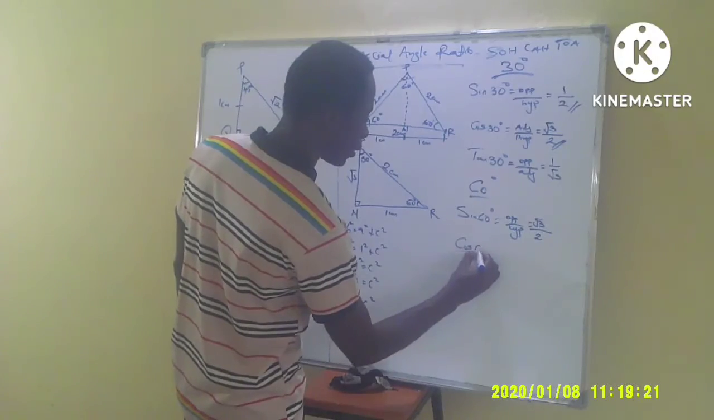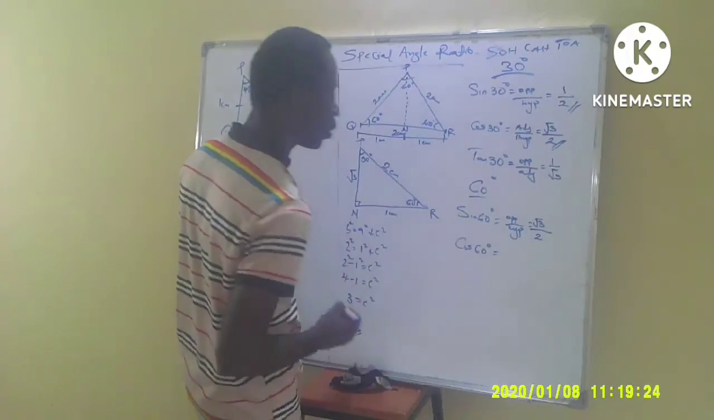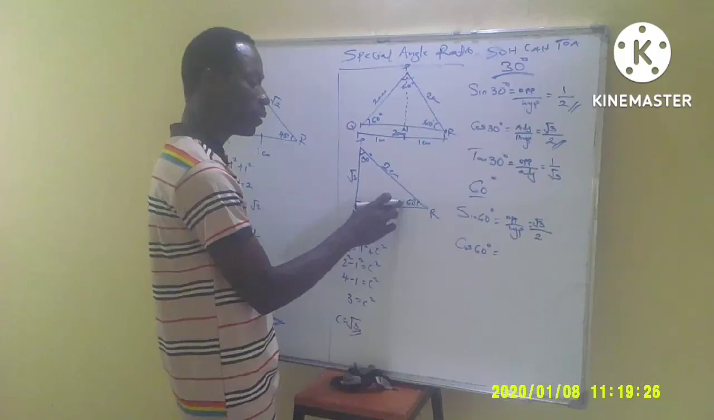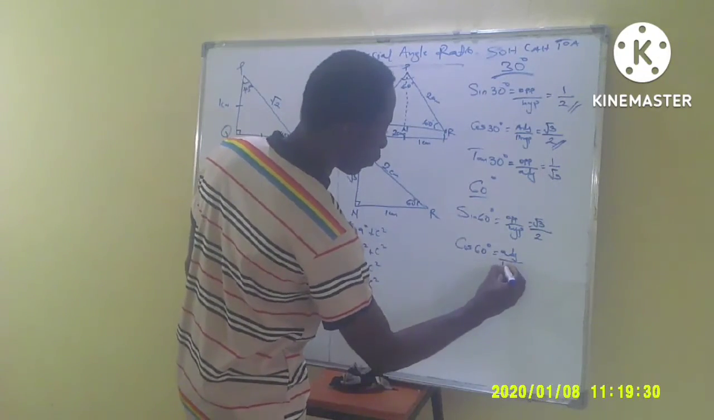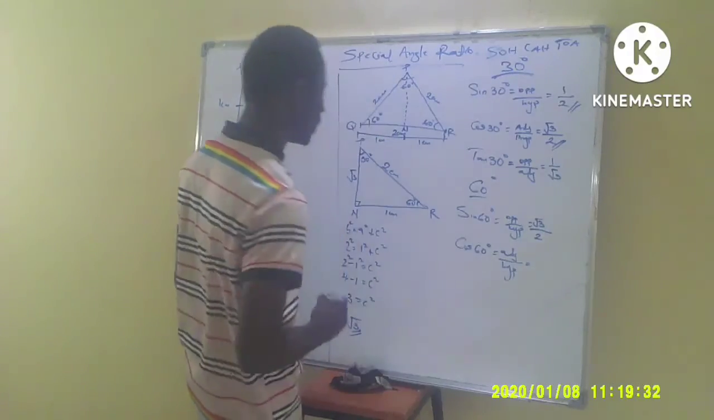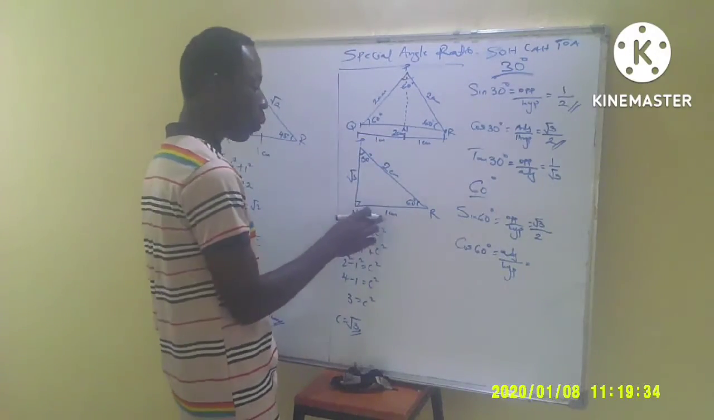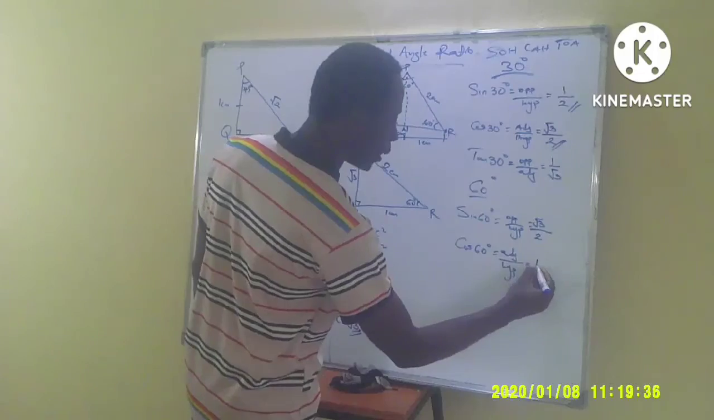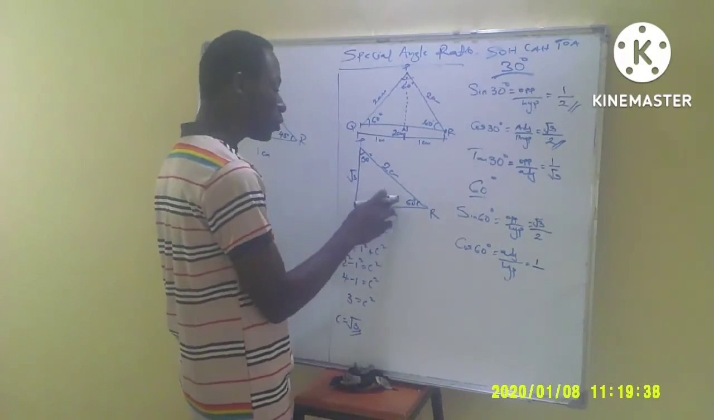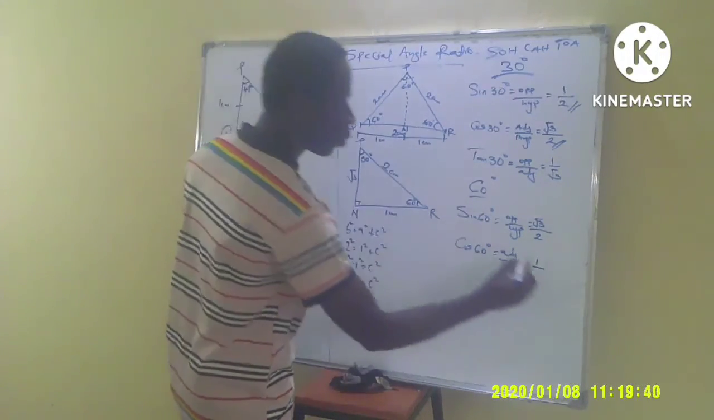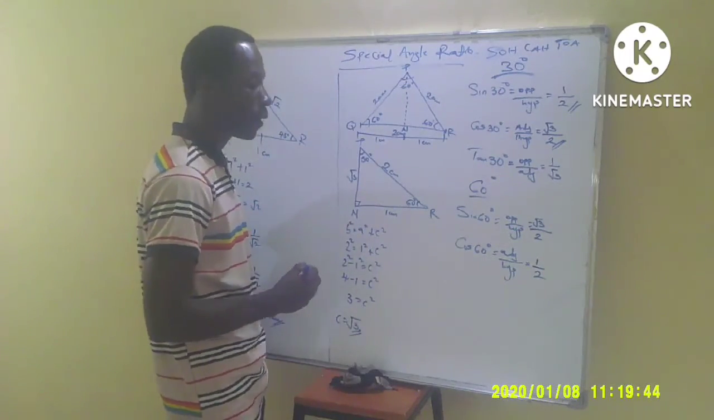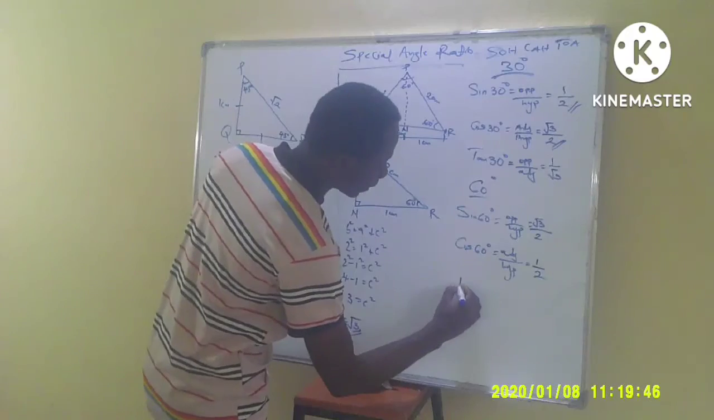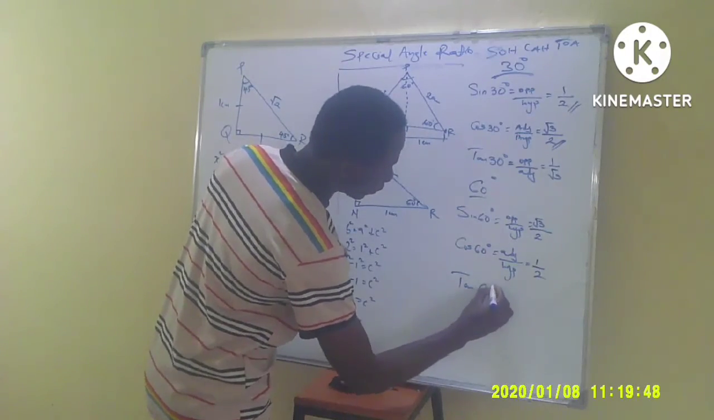It is cos 60 degree. What's cos 60 degree now? Taking this 60 into consideration, cos is what? Adjacent, as we said earlier on, over hypotenuse. So what's the adjacent of this 60 degree? It is 1. So we have 1. What is the hypotenuse of this 60 degree? It is 2. So cos 60 is equal to 1 over 2.